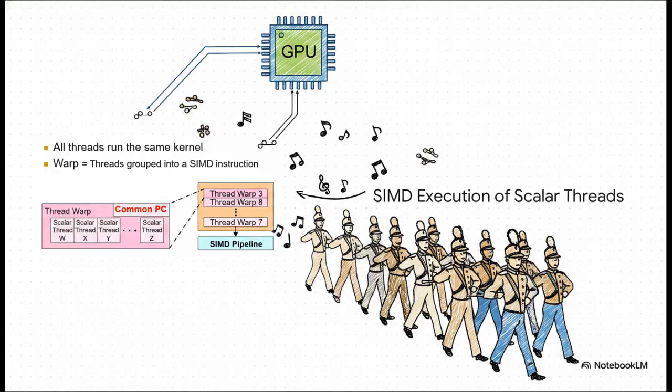And this brilliantly illustrates that marching band concept. Look right inside the pink box labeled thread warp. You've got your scalar threads W, X, Y, and Z, but notice how they are all driven by a single common PC, a single program counter. The GPU bundles them up to send them down the SIMD pipeline as one cohesive unit. Doing it this way saves massive amounts of physical space on the chip because the hardware doesn't need to build separate control logic for every single thread.